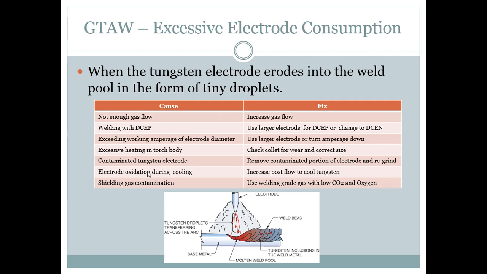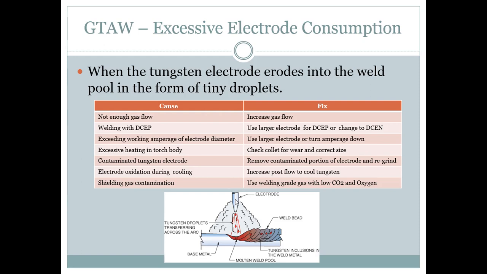Okay, welding with DC electrode positive. Electrode positive, let's see, that's reverse polarity. So all your electricity is coming up from the base metal into the tungsten. So it's pulling all that energy up in the tungsten and probably eroding it away. That's a problem. Change to DC electrode negative. Here's another one, exceeding working amperage for electrode diameter. So if you have a small diameter electrode and you're trying to use a lot of amperage with it, that amperage is just too much power for it. It's probably overheating it and it's going to wreck it.